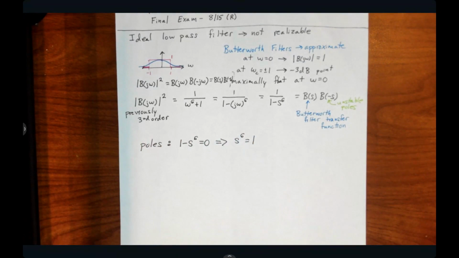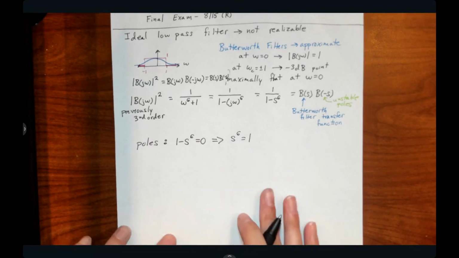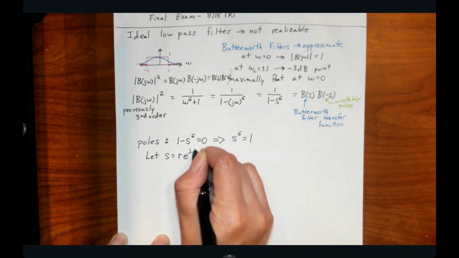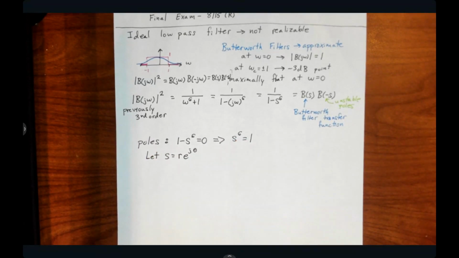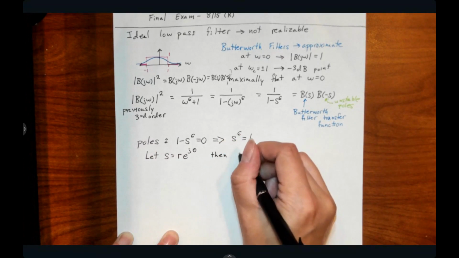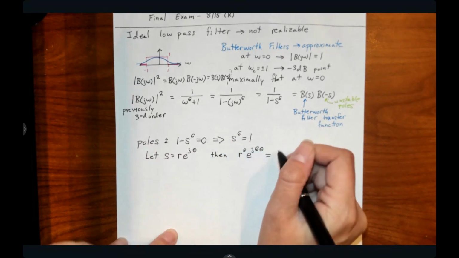Right, so it turns out that there's going to be 6 possible poles here. So what we're actually going to do to try and figure out what those 6 poles are is we're going to rewrite a couple of things. I'm going to let my S be written in polar form. This is going to make doing the math a little bit easier having it in this format here. And so then I have r to the 6, e to the j 6 theta is equal to.